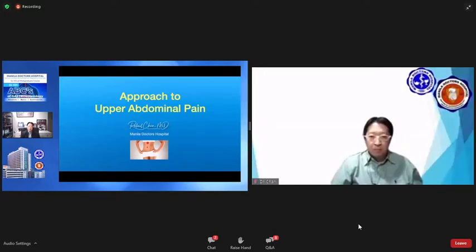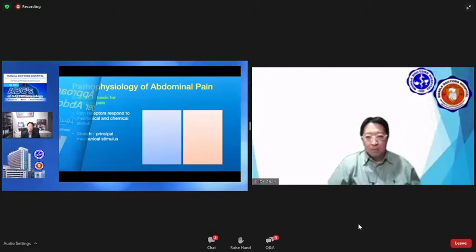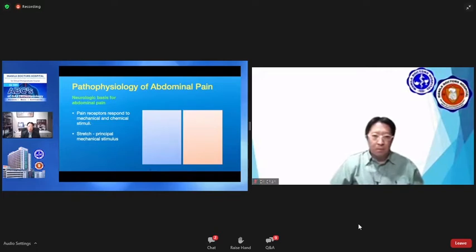I was tasked to discuss the approach to upper abdominal pain, or I would say basic diagnostic approaches to the abdomen. Abdominal pain can be a challenging complaint for both primary care and specialist clinicians because it is frequently a benign complaint. However, it can also herald serious acute pathology.